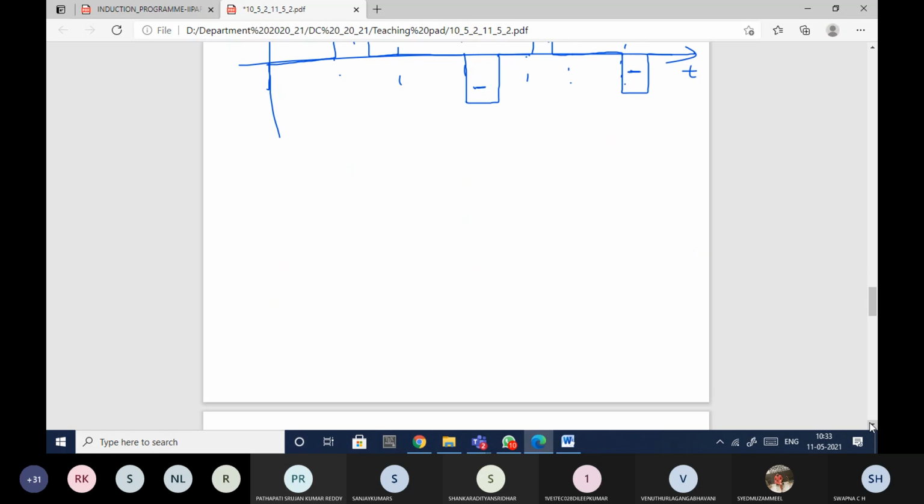Anybody have doubts here? Next we'll go to the next format, the 7th format, last format, split Manchester format. Split Manchester format. Again, this is one of the important formats.